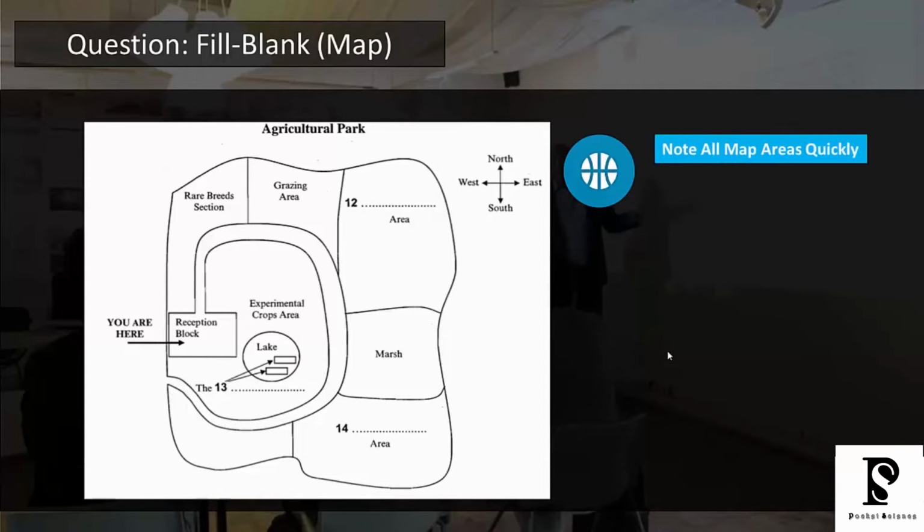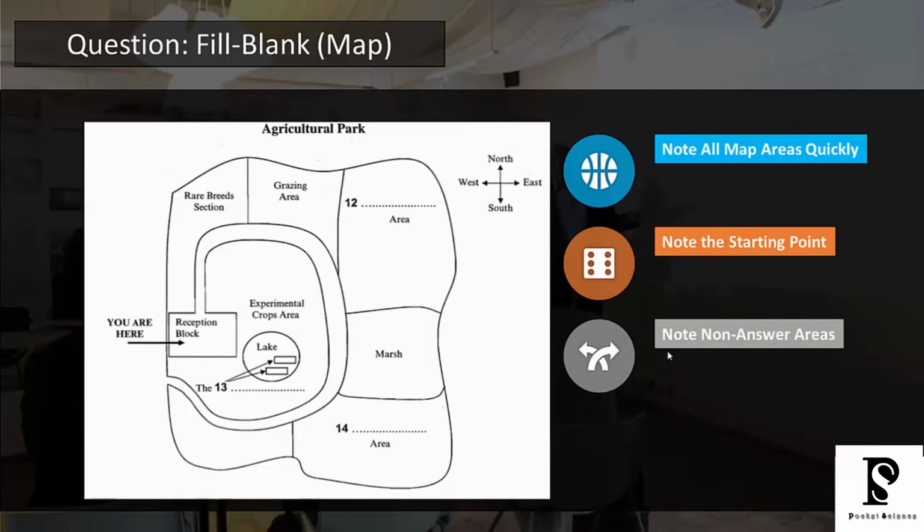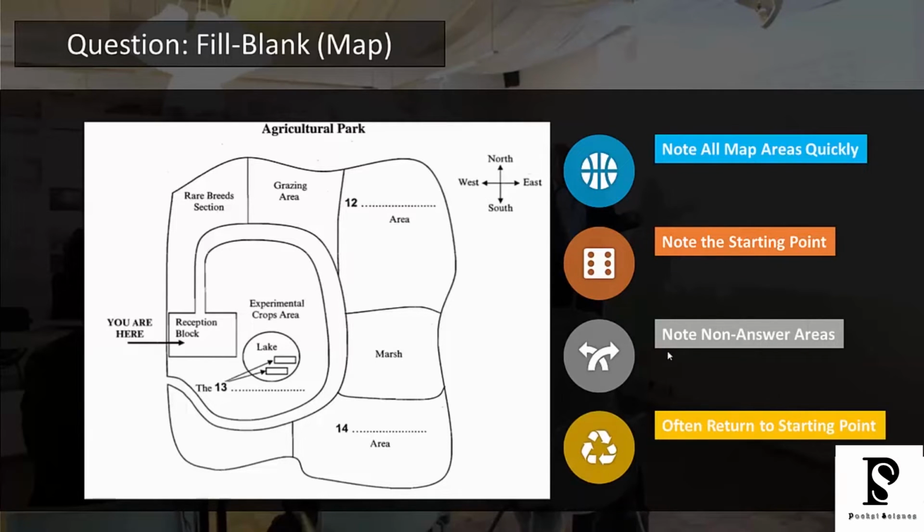The next fill in the blank question that you can encounter will most likely happen in section number 2, and it's a map. But it's still basically a fill in the blank question. You're just filling in the blank lines on a map.